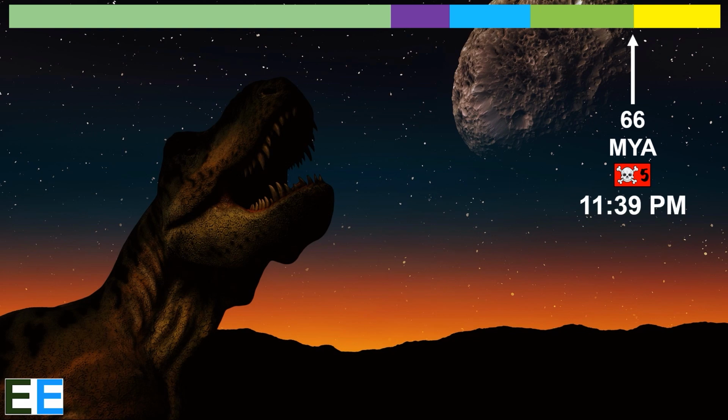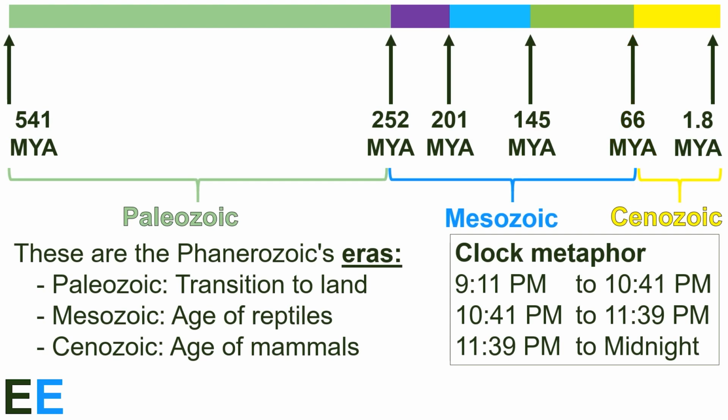66 million years ago, the 5th major extinction event ends the Cretaceous period of the Mesozoic Era. All the dinosaurs die, and so do a lot of other species. This is the last of our 5 major extinction events and finishes the last period of the Mesozoic Era. The age of reptiles ends, and the age of mammals begins.